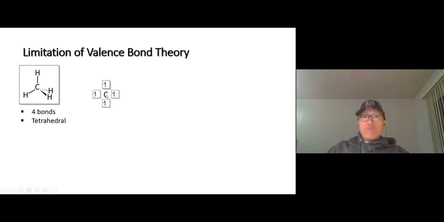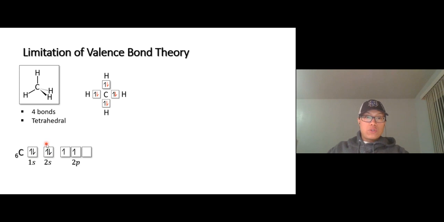So if carbon wants to form 4 bonds, according to valence bond theory, it has to have 4 half-filled orbitals, and each hydrogen will come overlap. Now, here's the problem though. If you look at the electron configuration of carbon, 1s2, 2s2, 2p2, how many half-filled orbitals are there? Only 2. See that? Which means that this carbon cannot form 4 bonds. That's the limitation of valence bond theory. It fails to explain how atoms form bonds in most other molecules. Hydrogen works, fluorine works, but for most molecules, valence bond theory cannot explain it.